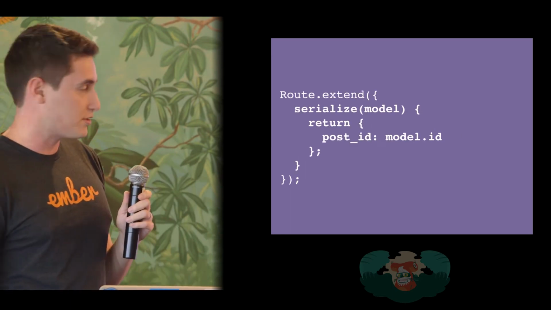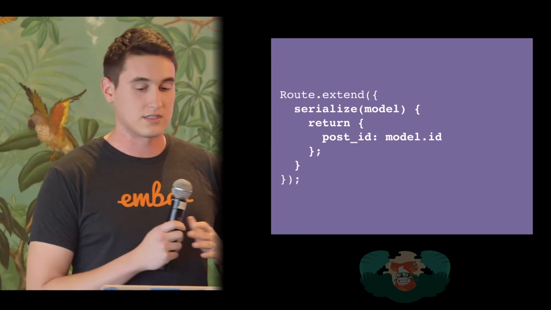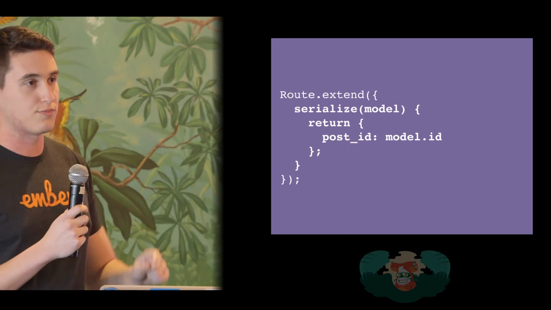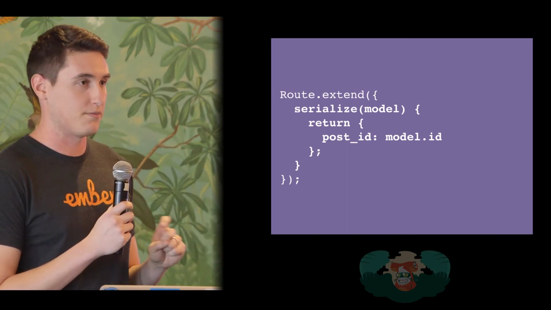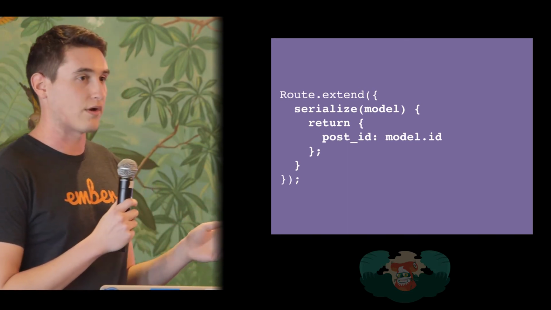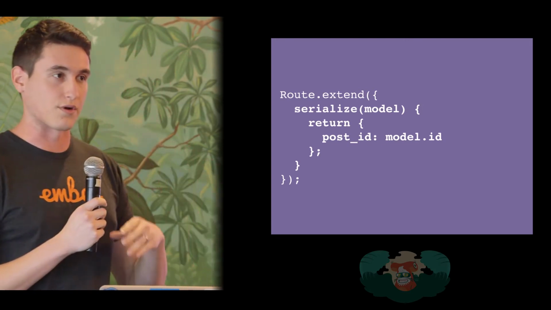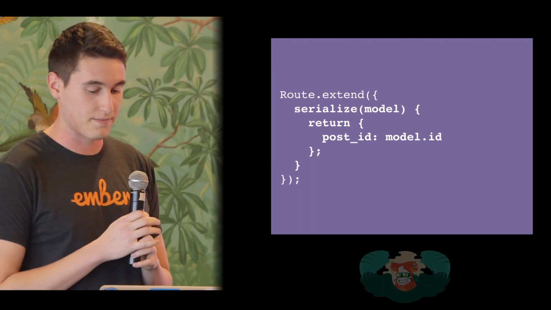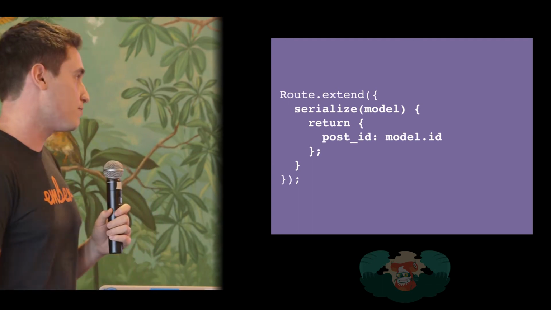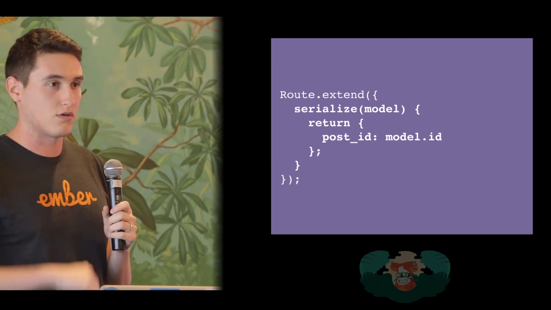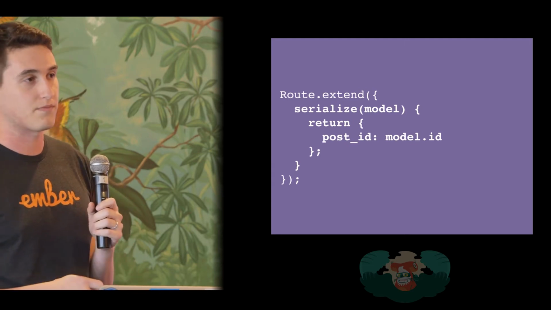Enter the route serialize function. So this is a simple hook. It takes two parameters, the first one being the potential model, and then the second one being any query params. Here, we're only going to deal with a model just to keep the code short and relatively easy to understand. So this function merely just says, hey, if you get a model, use the ID property as the post ID.